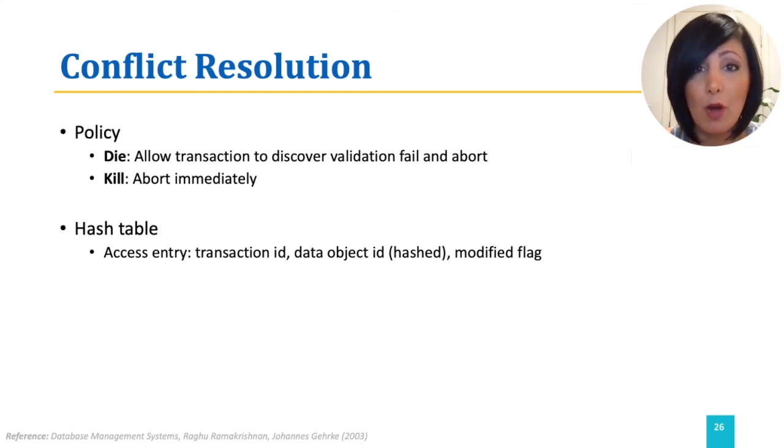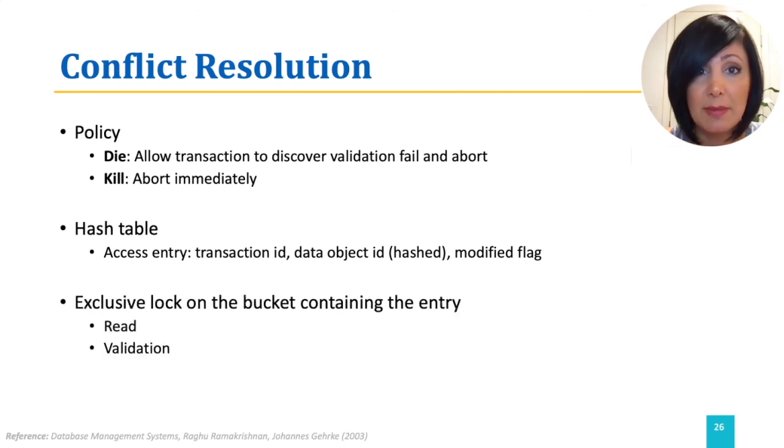The modified flag is false at the beginning, showing the object is not modified. The data object ID is used for hashing. During read, a temporary lock is associated with the hash bucket of the entry, lasting for the copy time from the database to the temporary workspace. If we implement the die policy during validation, all buckets associated with objects of the transaction in validation are locked. If any of the access entries are set to true, there is a conflict and the transaction will abort.